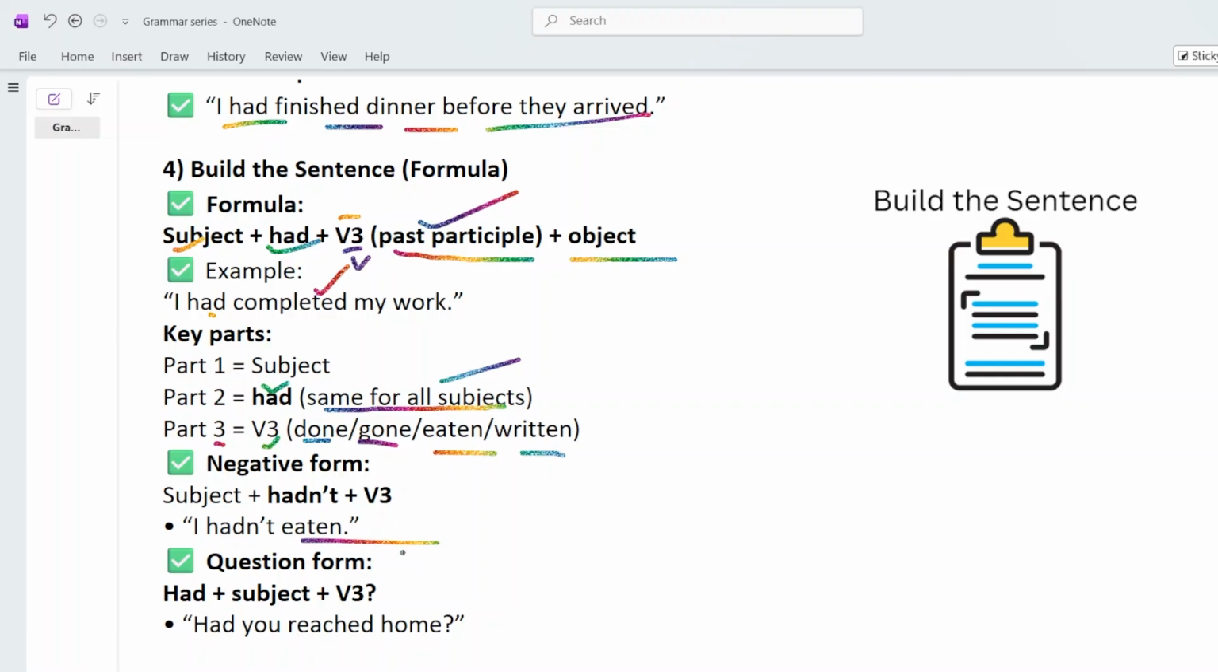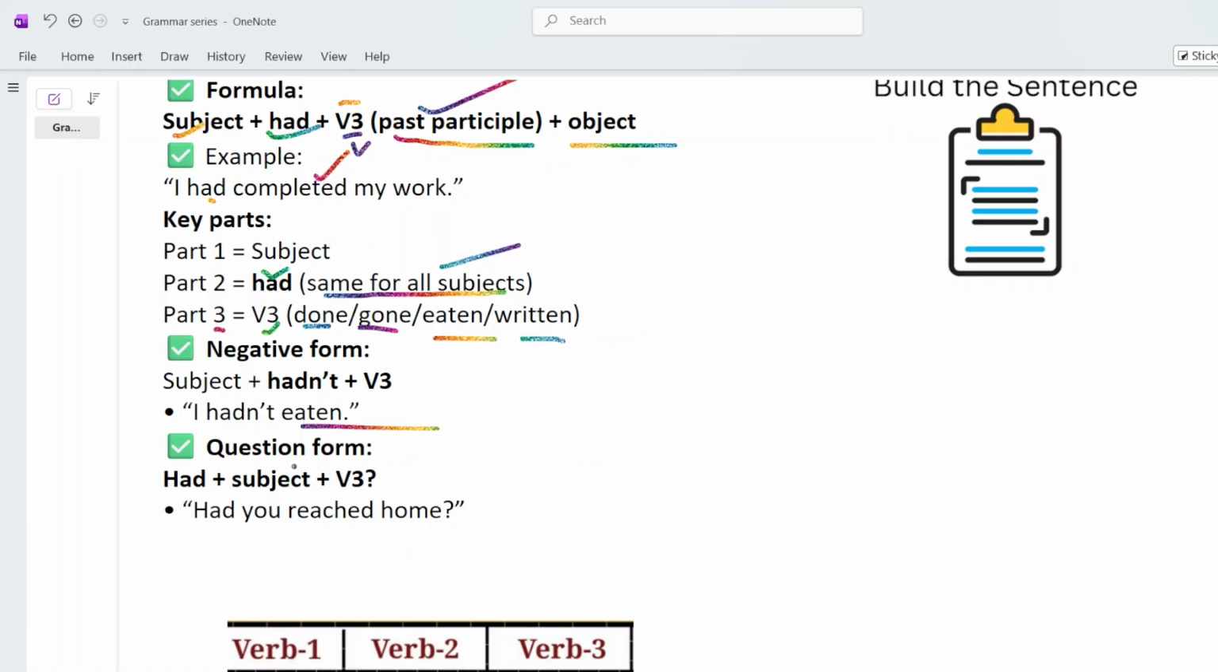I'll just show you a small table with certain examples, so that you can understand the difference between verb 1, verb 2, and verb 3 as well. It's coming up next. Before that, we are also going to look at the question format. Question form always allows the subject to take the second position. However, the auxiliary verb, that is had, takes the first position.